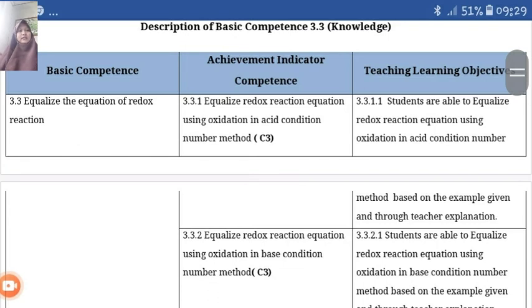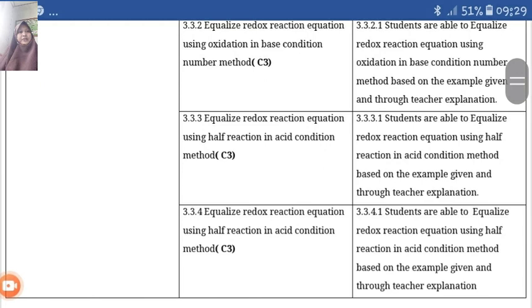And the next is 3.3.2 for the indicator: equalize redox reaction equation using oxidation number in base condition method. For the TLO, students are able to equalize redox reaction equation using oxidation number in base condition method based on the example explained, given, and short teacher explanation.